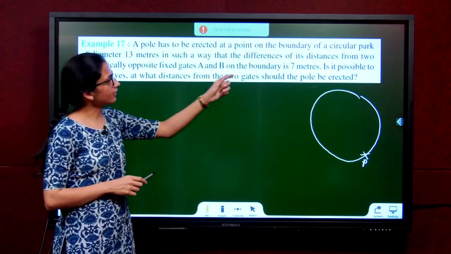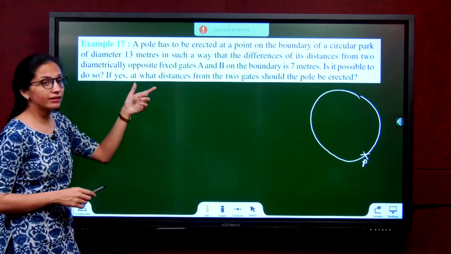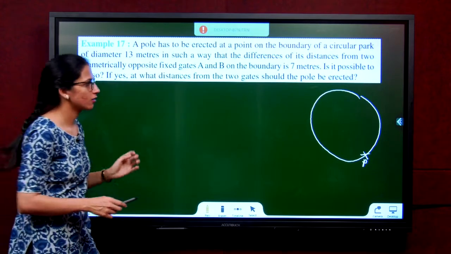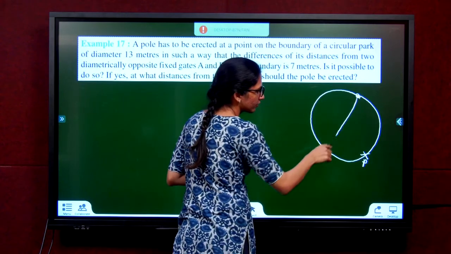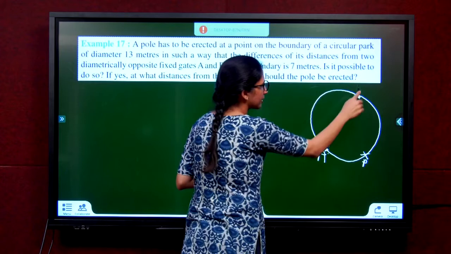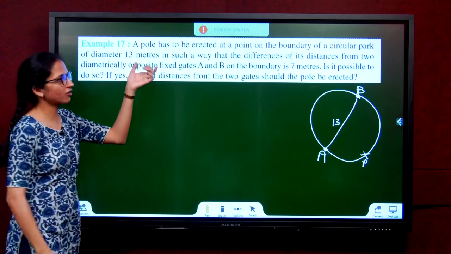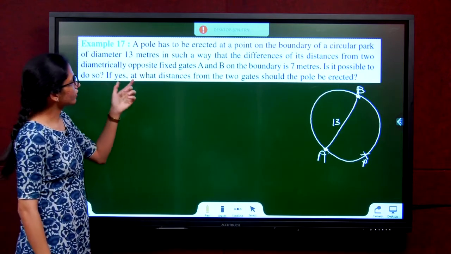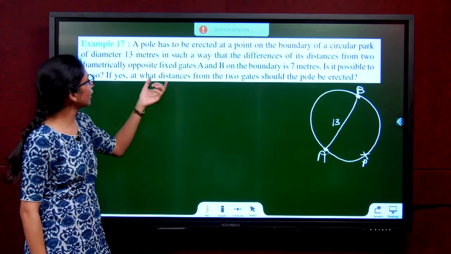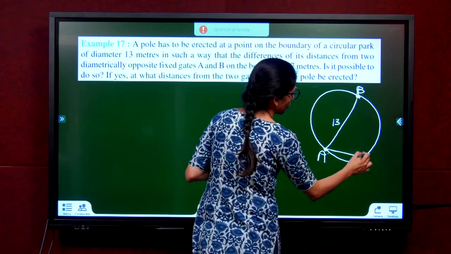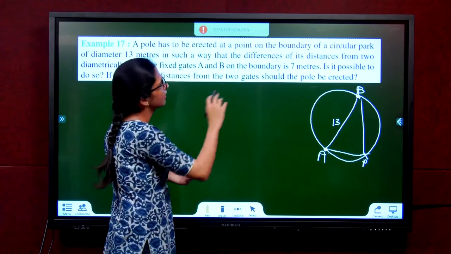In such a way that the difference of its distances from two diametrically opposite fixed gates. So we have two gates that are diametrically opposite. This is the diameter. So let's say this is A and B. We already know diameter is 13 meters. How? It's given in the first part of the statement. The difference of the distances from the two gates, so AP minus BP or BP minus AP is given as 7 meters.